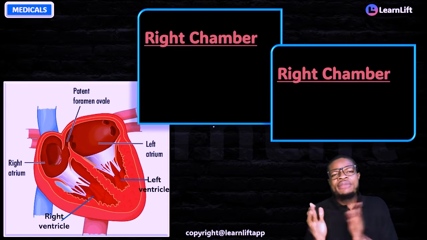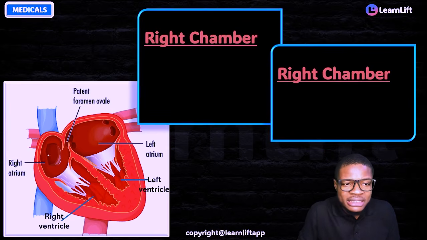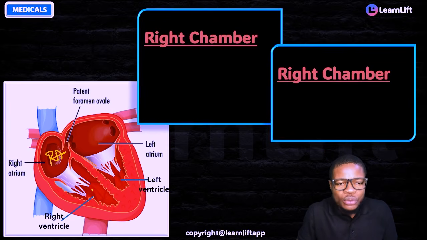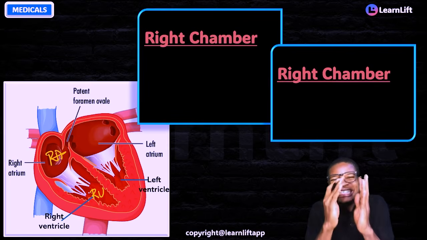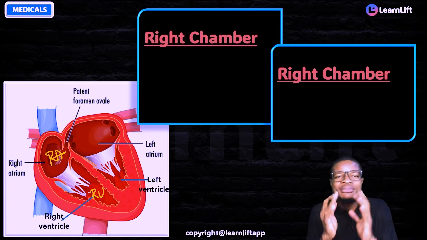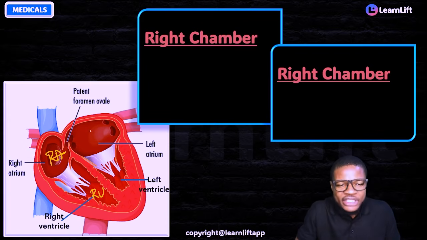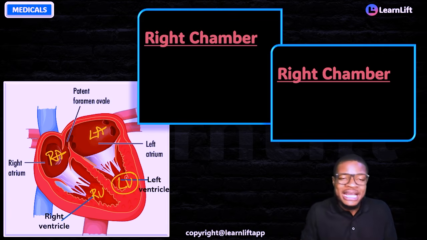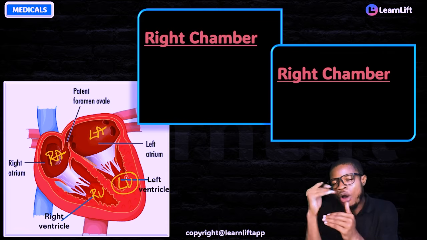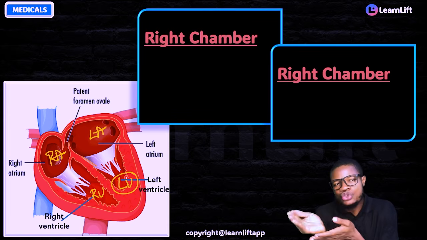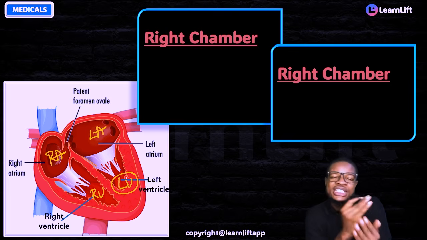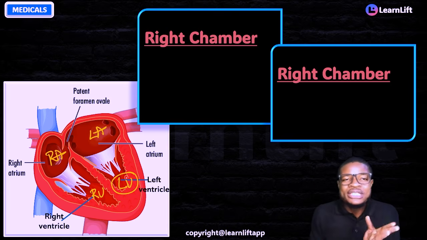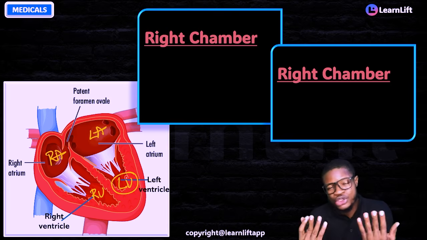Which one is the right chamber of the heart? Here is the right atrium and here is the right ventricle. Both the right atrium and the right ventricle form the right chamber of the heart. The left atrium and the left ventricle form the left chamber. We have the upper chamber, the atria, and the lower chamber, the ventricles. What separates the right and left chambers is the septum. As we move, I'll show you all of these things.